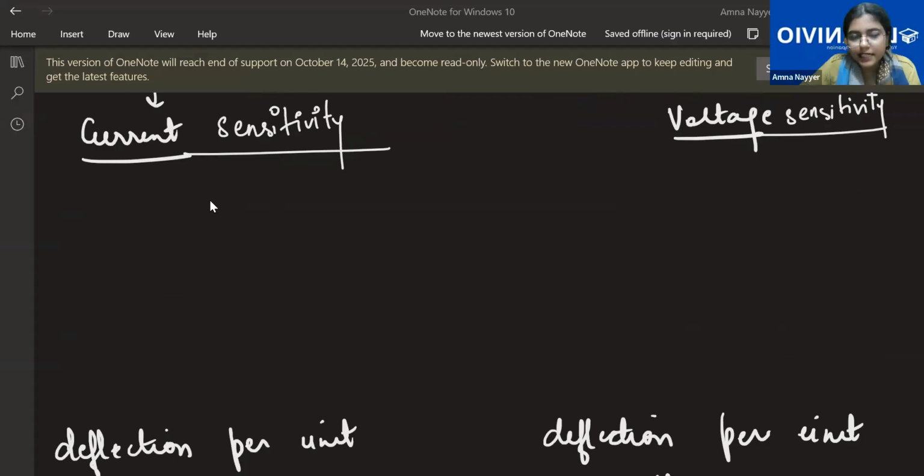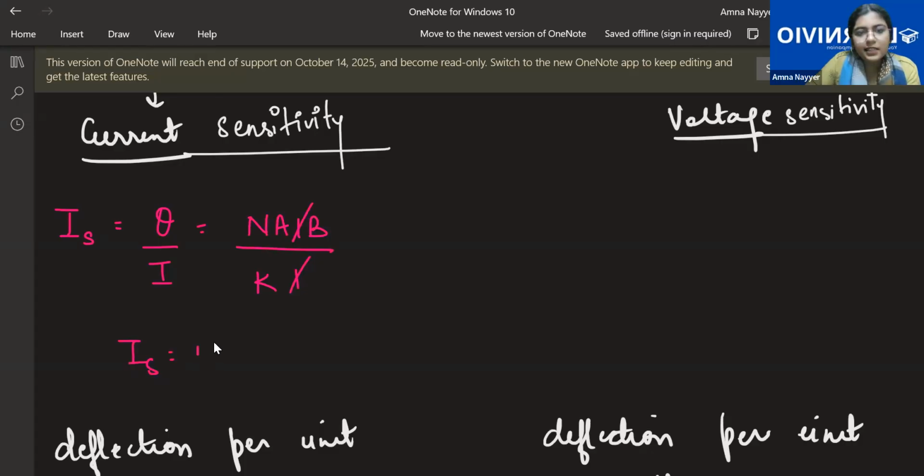Now there are two mathematical formulas for sensitivity. One is deflection per unit current. This is known as the current sensitivity. You take the deflection and divide it by the current. These are all mathematical terms, but you have to remember them for the numericals. So theta was NAIB divided by K, and the current gets cancelled. So current sensitivity is NAB divided by K.